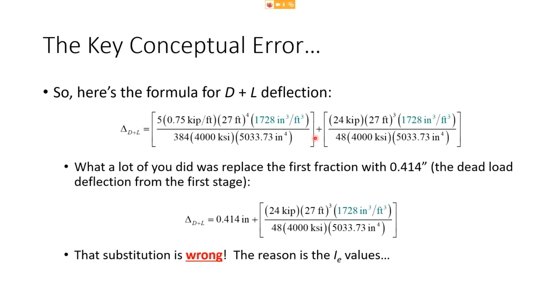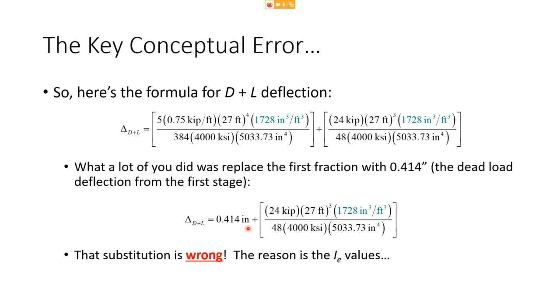You said, well, the dead load deflection is the deflection from the dead load plus the deflection from the live load. And you think, well, I already did the dead load deflection, right? I got a dead load deflection of 0.414 from the last step. So I don't want to redo this calculation. I'll just replace this with 0.414 because I already did that calc.